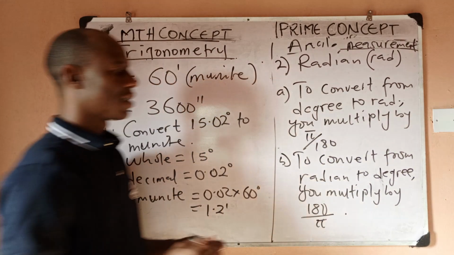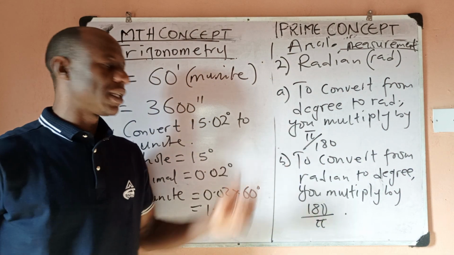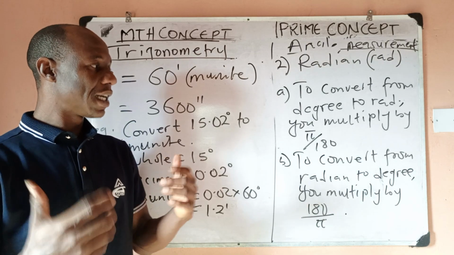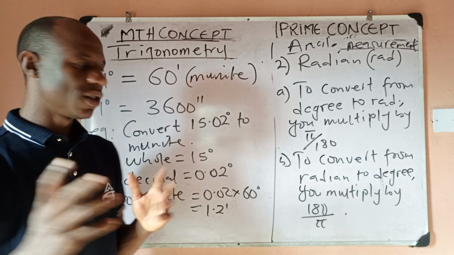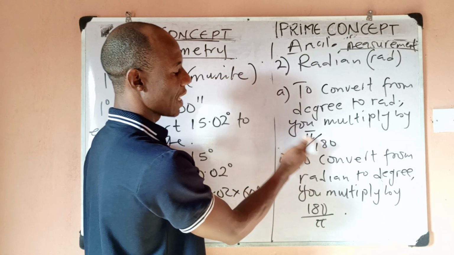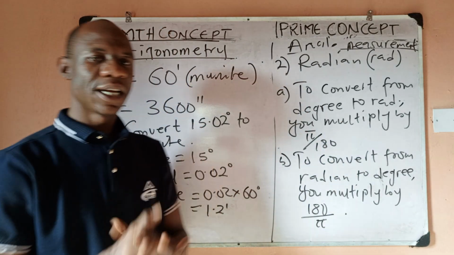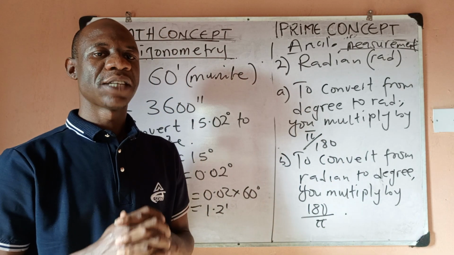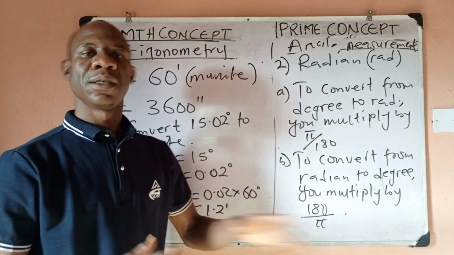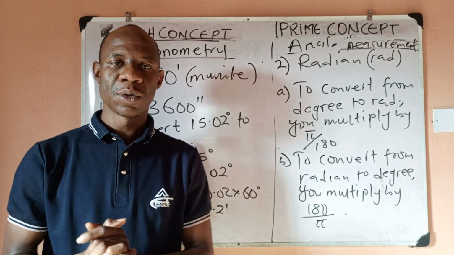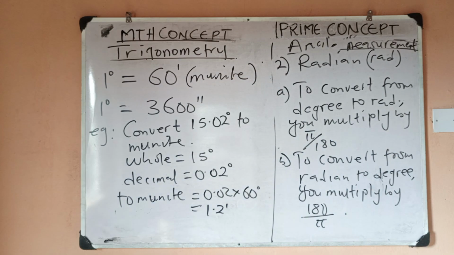So these are the two cases, and we're going to take an example so that the concept will be clear. You have an angle in degree and you want to convert it to radian. All you need to do is multiply that angle by pi over 180. You have an angle in radian, you want to convert it to degree. All you need to do is multiply that angle by 180 over pi. So we're going to take a few examples and then move on.